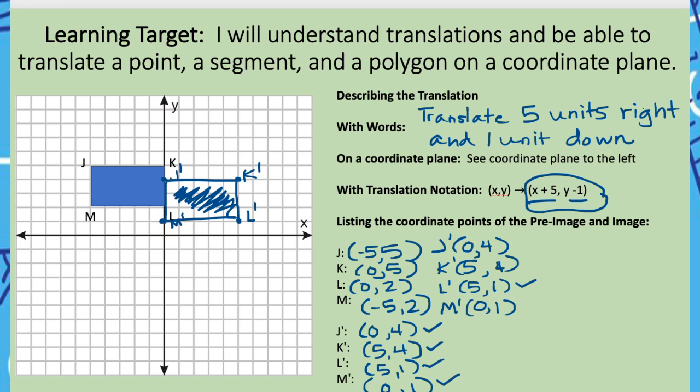I hope that you're feeling a little bit better about how to translate points, segments, and polygons, and describe the transformations with words, with the translation notation, and to do so on a coordinate plane, as well as list out the coordinate points.